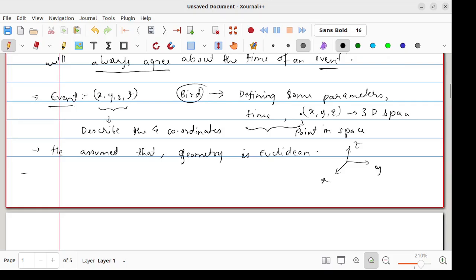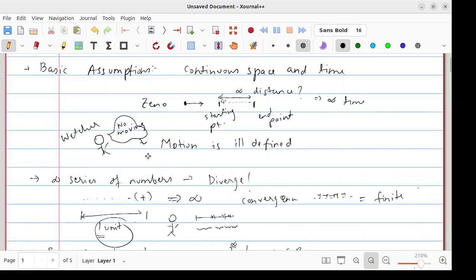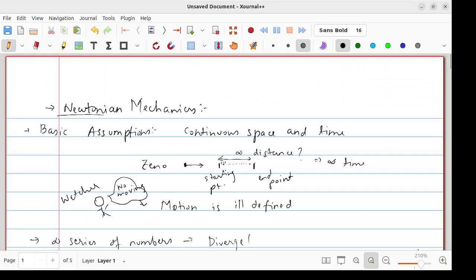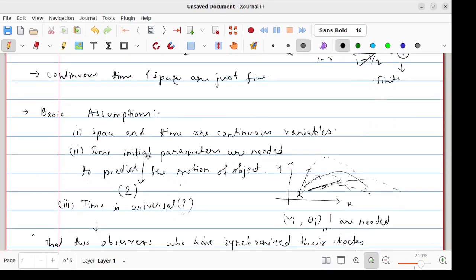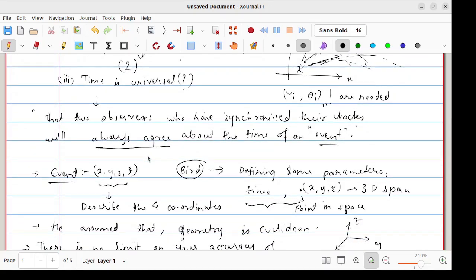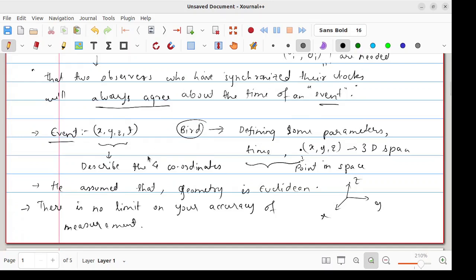And again, the last assumption which we will mention is that he said there is no limit on your accuracy of observing, of measurement. Okay, so there is no limit to this accuracy, and this will actually come back as we get to quantum mechanics. But for now, this is the groundwork that you need to understand: for Newtonian mechanics, the very basic principles are that space and time are continuous, and that some initial parameters are always needed to predict the motion of an object, that you have this universality of time, that if two persons have synchronized their clocks, they will always agree about the time of an event, and that there is no limit to the accuracy of a measurement, and that the geometry is Euclidean.